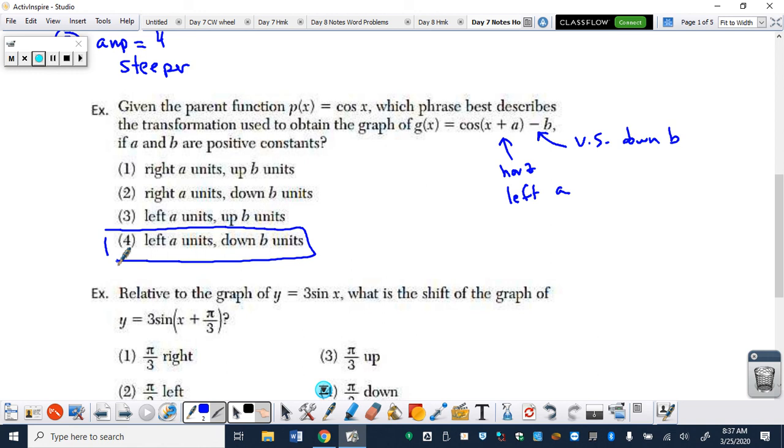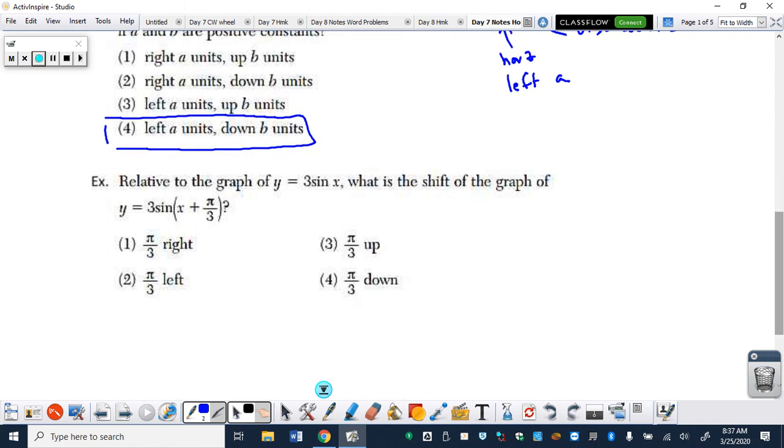The next example, relative to the graph of y equals 3 sine x, what is the shift of the graph y equals 3 sine of x plus pi over 3? We'll notice that this is a horizontal shift because it's inside the parentheses. Therefore, we're going to cross out the choices 3 and 4 because it's not a vertical shift. X plus means that's going to go to the left, so we're going to have to the left pi over 3.